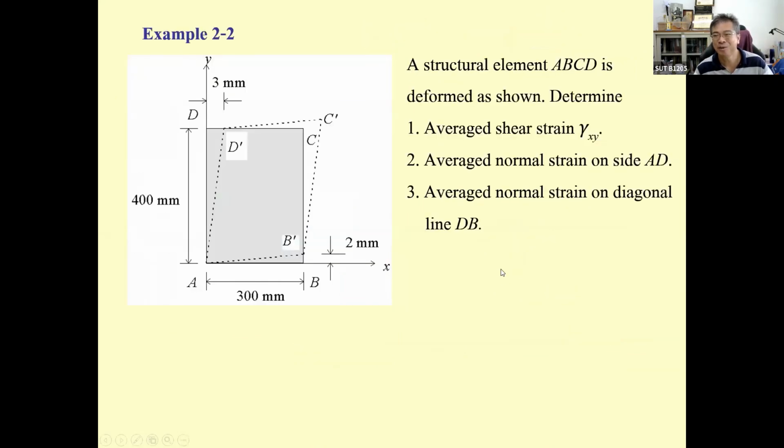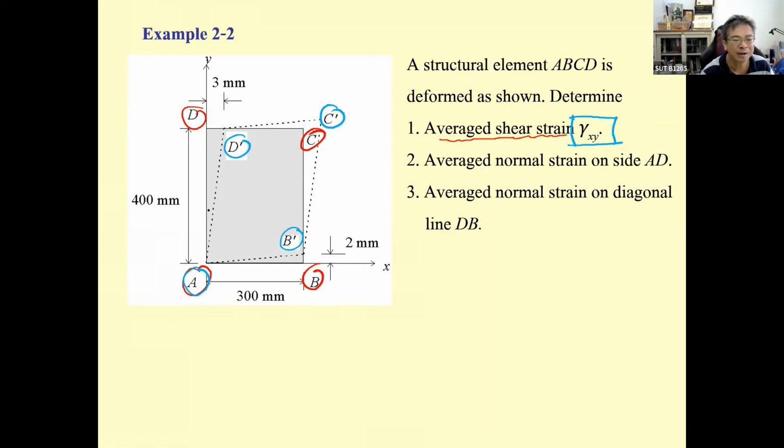Now, to the harder problem, we come to this problem. We have A, B, C, D in the light black color. And then they ask us to determine the average shear strain under the application of any force. A, B, C, D change. A is still the same, but B changes to B prime, C changes to C prime, and D changes to D prime. They ask us to determine the shear strain in the XY plane.